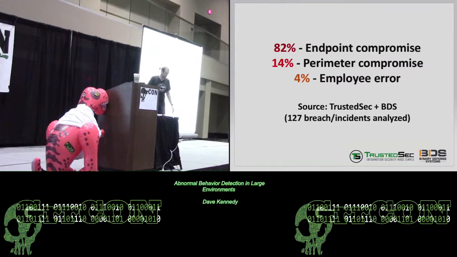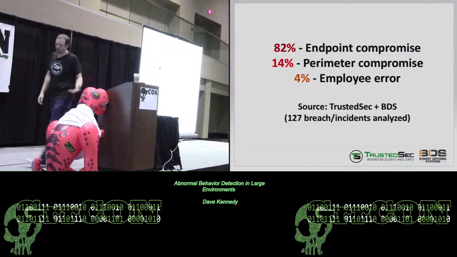14% are perimeter compromises. Perimeter is still a very high risk and high probability. We still need to do the things to defend that, but overall we've gotten a lot better on the perimeter. We're not finding the basic stuff on the outside that we traditionally found anymore. It's still there, but it's not as bad. But if you look at the endpoint compromises, this is a high return, low investment.